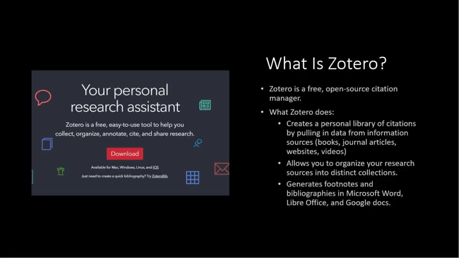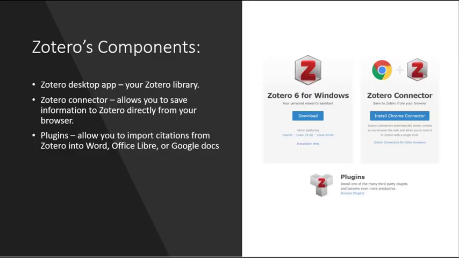So what is Zotero? Zotero is a free, open-source citation manager. Zotero is a powerful tool that can assist you with research and writing in several ways. Zotero allows you to create a personal library of citations by pulling in data from information sources, like books, journal articles, websites, and videos. Zotero allows you to organize your research sources into distinct collections, for example, by course or topic. And most importantly, Zotero can generate footnotes and bibliographies in Microsoft Word, LibreOffice, and Google Docs.